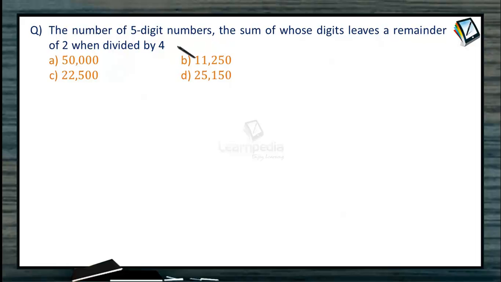Let's understand the question. The number of 5-digit numbers, the sum of whose digits leaves a remainder of 2 when divided by 4. Not the required number leaving a remainder. What is the number which should leave a remainder? The sum of its digits should leave a remainder 2 when we divide the sum by 4, right?